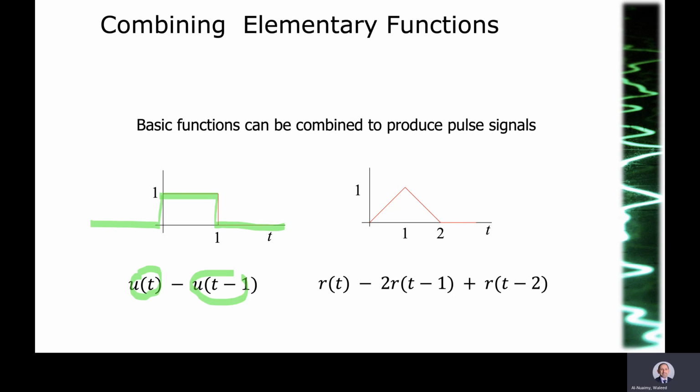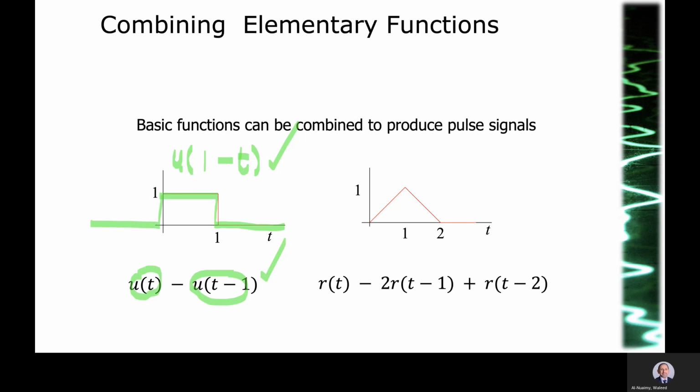Another way of writing this would be u of minus t, because it's reflected. And because t has to be equal to 1 for this to be equal to 0, it will be shifted by 1 second. So u of 1 minus t, that's also a correct answer, and as is that. So these are two ways of representing the same signal.